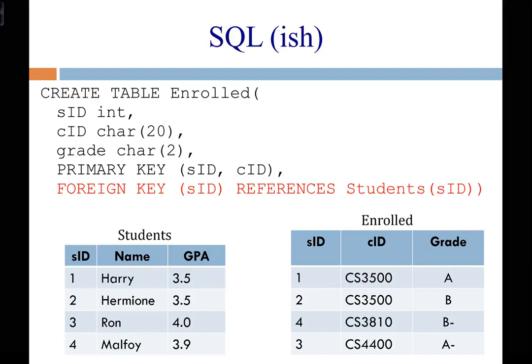So creating the enrolled table would look kind of like this. I'd specify the attributes. So SID is an int. CID is 20 characters. Grade is 2 characters, because it could be A minus or something like that. And then I specify the primary key and the foreign key. So you specifically say foreign key SID, and then you have to say what it references. It references the student's SID. This is basically setting up a pointer. SID points to somewhere else. Okay?